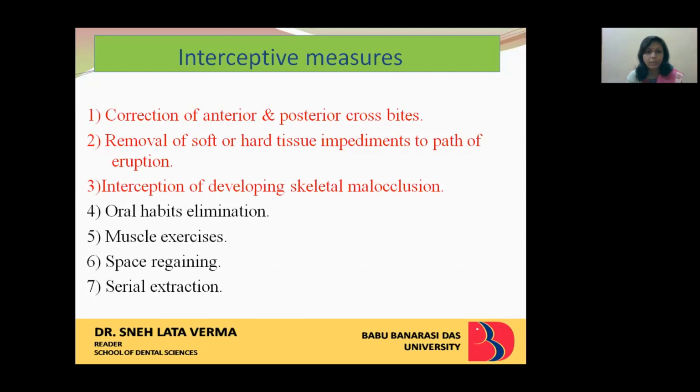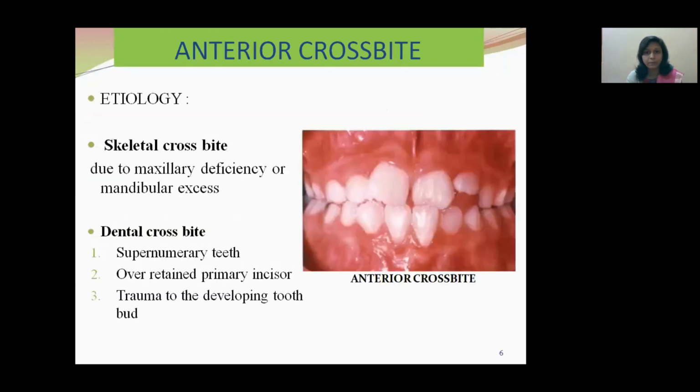So coming to the correction of anterior and posterior crossbites. Here, anterior crossbites may be skeletal or dental in nature. Skeletal crossbites may be because of maxillary deficiency or mandibular excess, or a combination of both. Whereas dental crossbites arise due to the presence of supernumerary teeth, over-retained primary incisors, or trauma to the developing tooth bud that deflects the developing permanent tooth into a more lingual position.